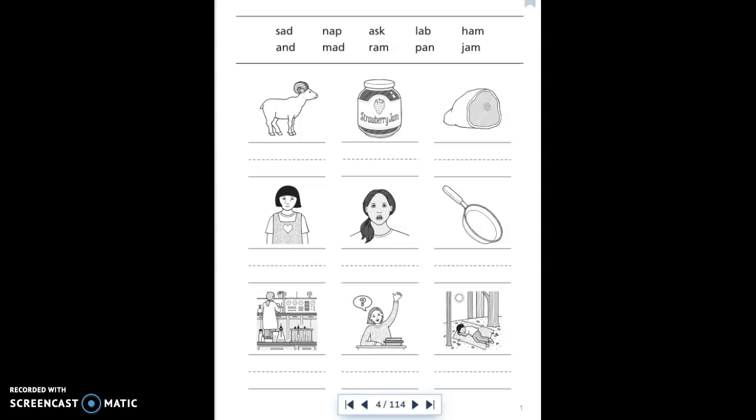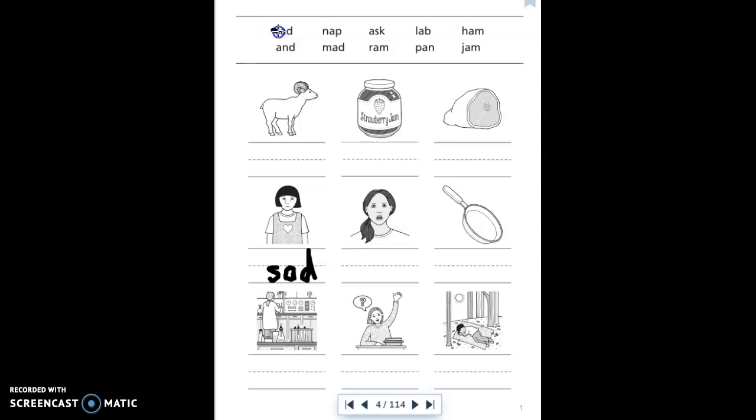and let's begin. At the top, we have a word bank. So we need to read the words and then put them with the appropriate picture. So we're going to go ahead and start at the top. The first word here is sad, S-A-D, sad. If we look at these pictures, we can see that this girl here is sad. So we're going to take the letters from the word bank and write them here, sad.